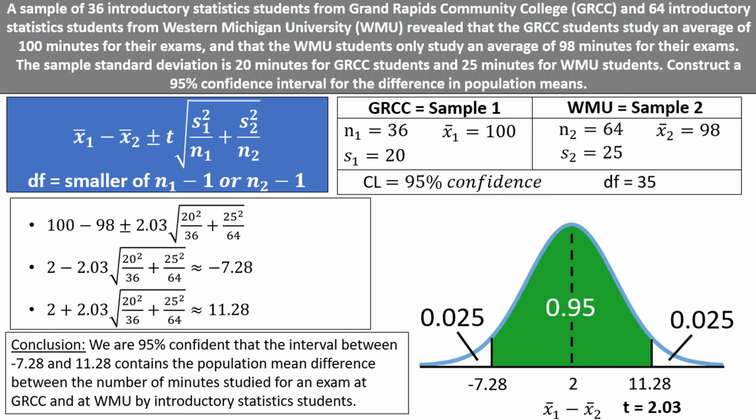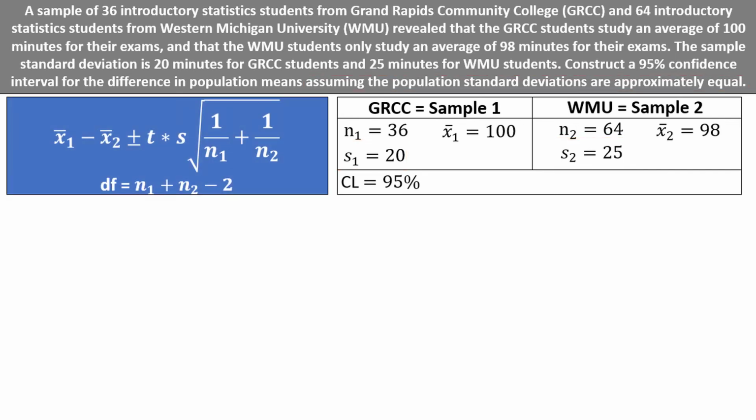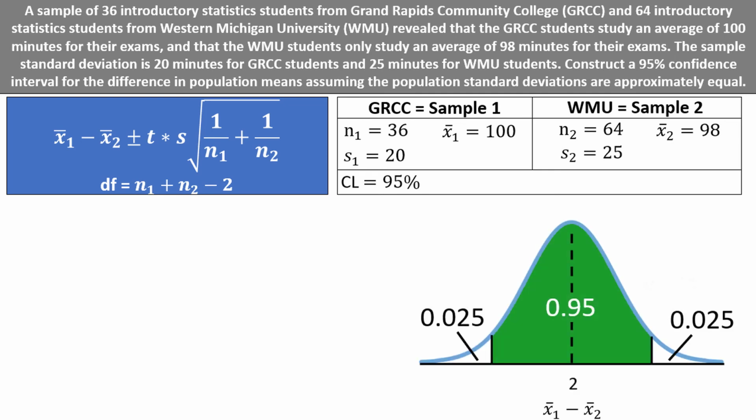Okay, one final example. Assume the exact same information, except now, even though the sample standard deviations are slightly different from GRCC and WMU, we will assume that they are the same in the population. We now use this formula, which is appropriate when the population standard deviations are unknown, but we have reason to believe that they should be equal. The graph looks the same as it did in the last problem. The degrees of freedom are n1 plus n2 minus 2, which is 64 plus 36 minus 2, which is 98.